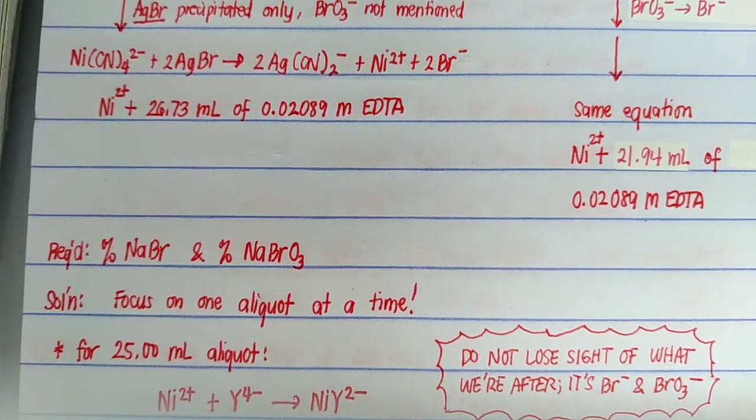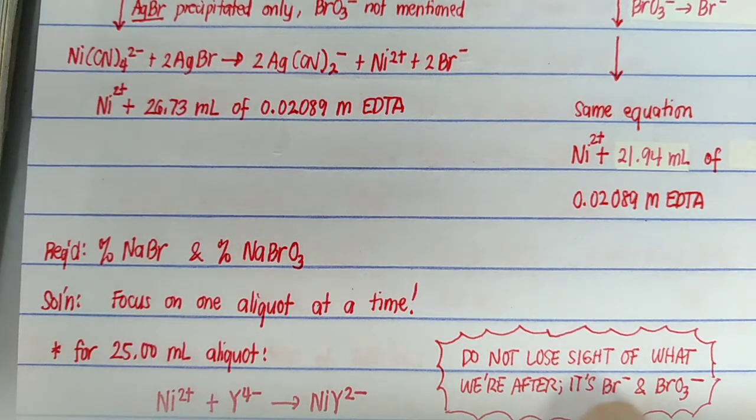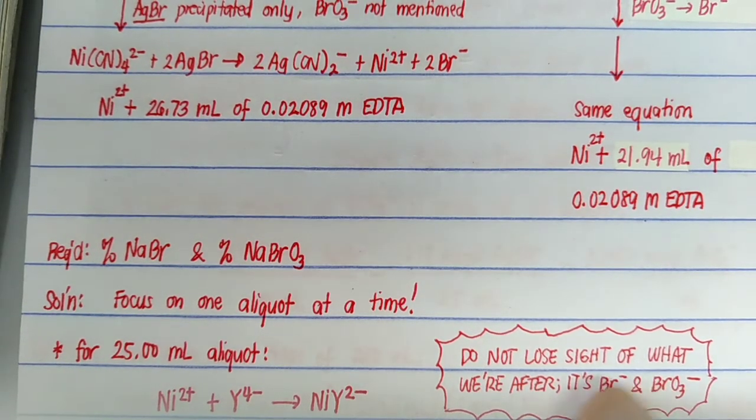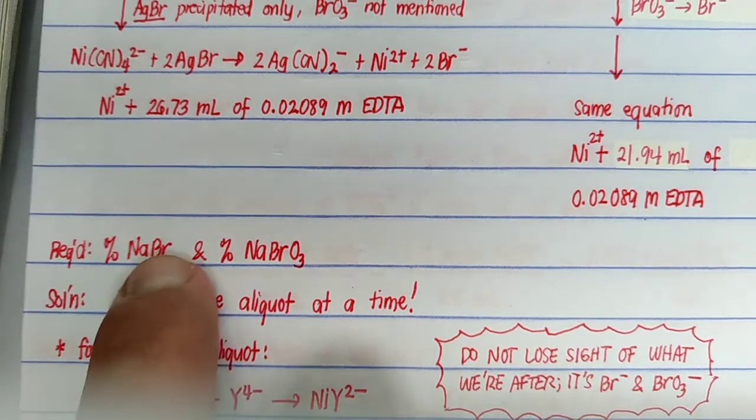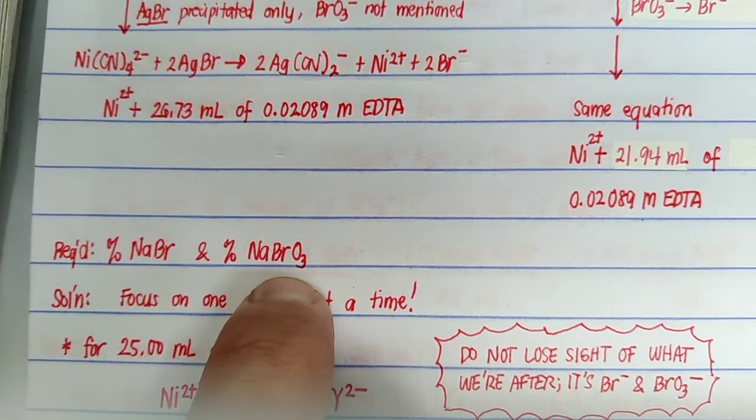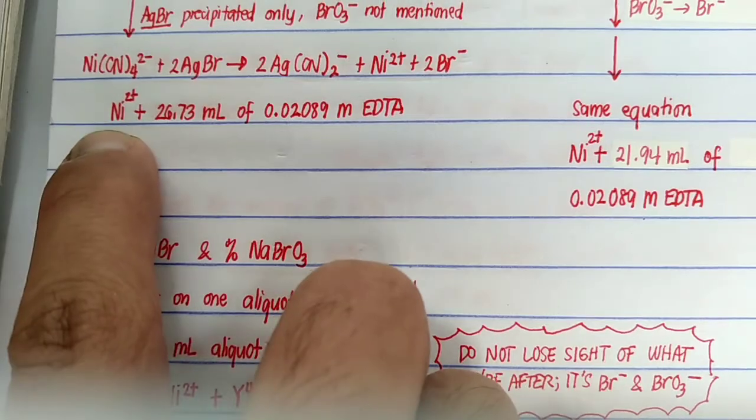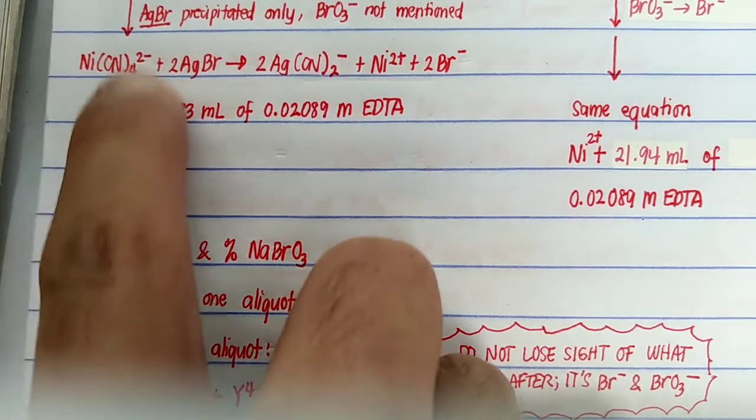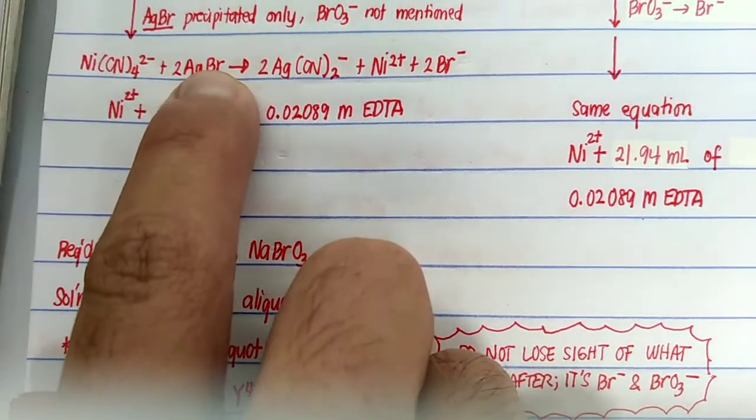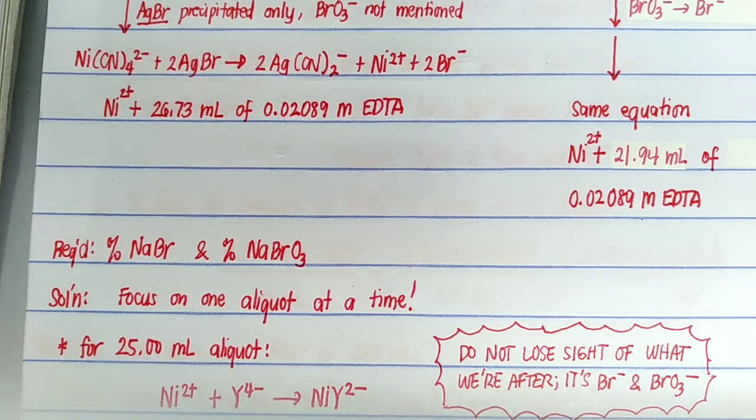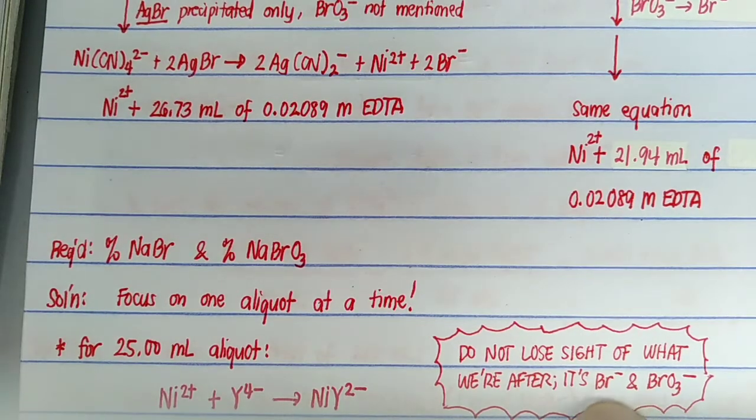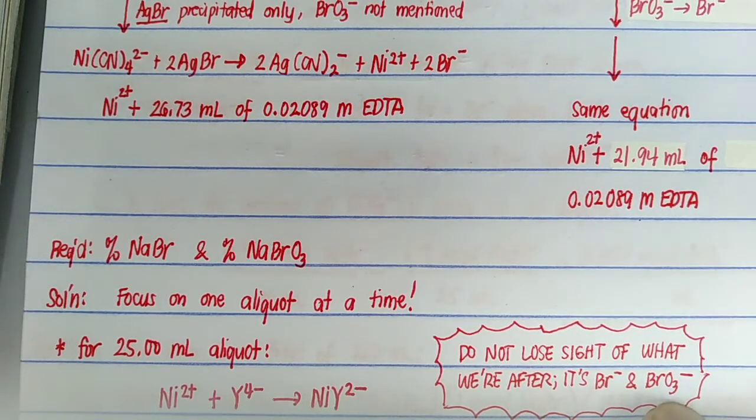There's a lot of information in here, so please never lose sight of what it is we're after. We're always after the bromide and the bromate in here. As you can see, there's nickel being mentioned, there's this thing, and this thing. So never lose sight of what it is exactly we're trying to find.